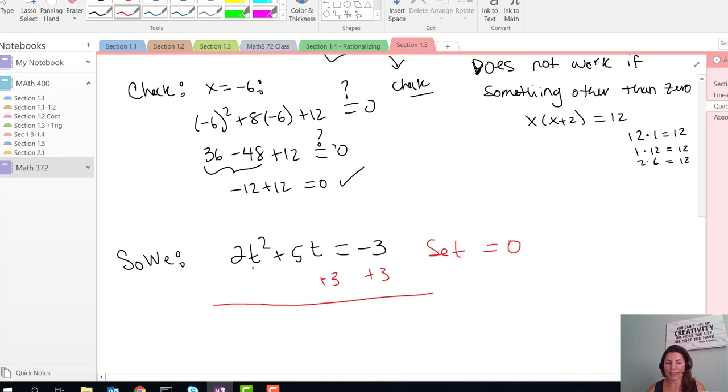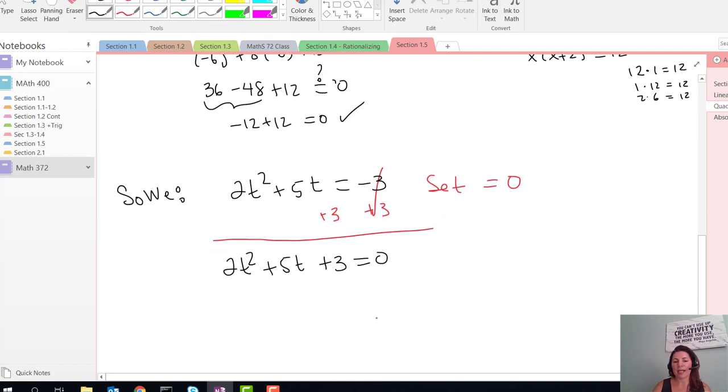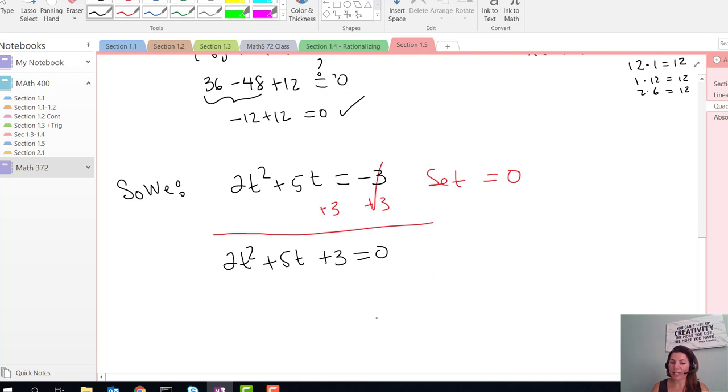Normally you want to align them so that your like terms line up, but here I don't have a constant term on the left, so I'm not going to have it. So I'm going to have 2t squared plus 5t plus 3 equals 0. And now I'm going to try to see, does this factor?